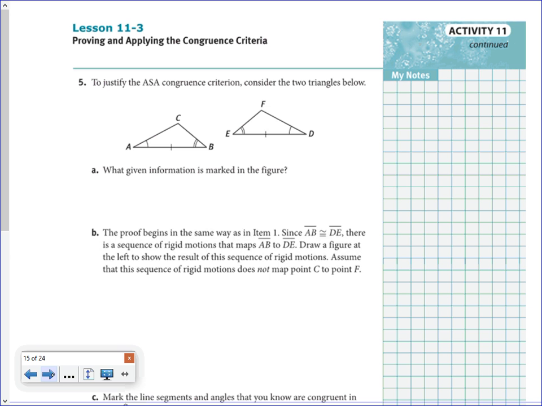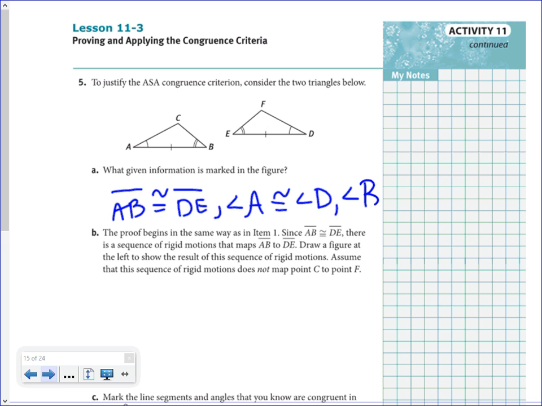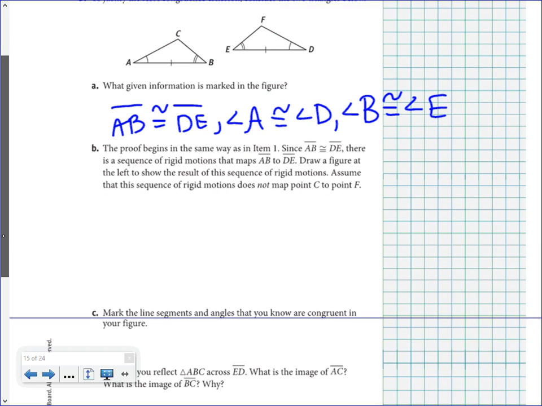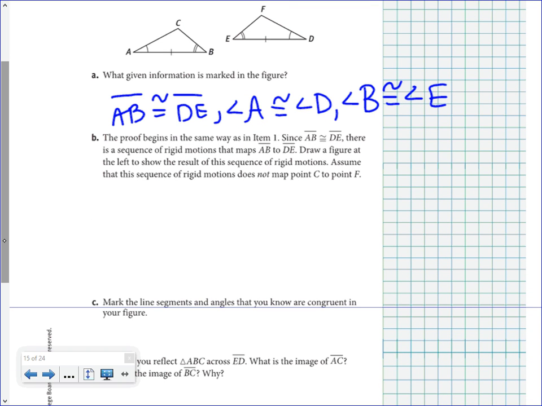This time we're going to be looking at angle side angle. And so what given information is marked? We have side AB congruent to side DE, angle A congruent to angle D, and angle B congruent to angle E. And again, the proof begins the same way as the last two, and we're supposed to draw a figure that maps AB to DE, but does not map point C to point F. And so the figure that they're wanting you to draw looks something like this.